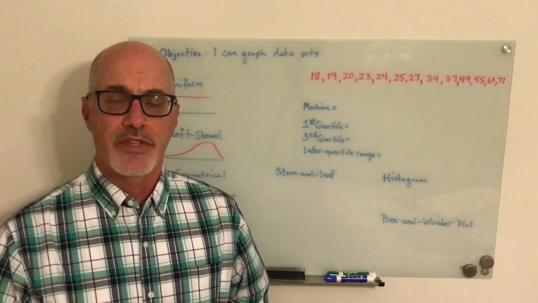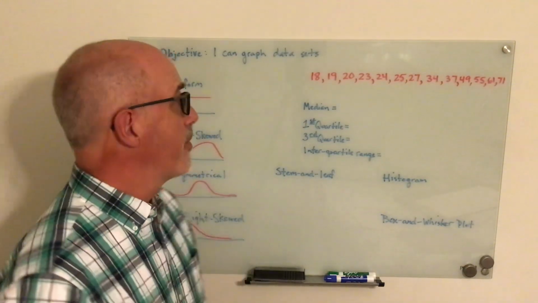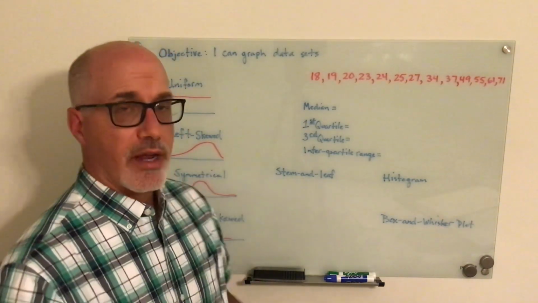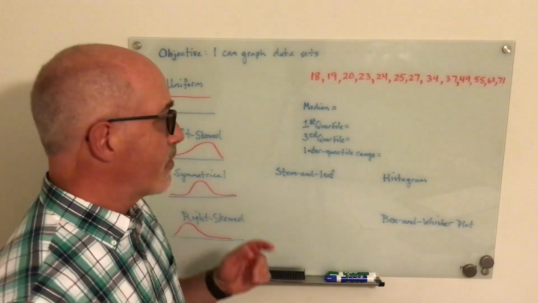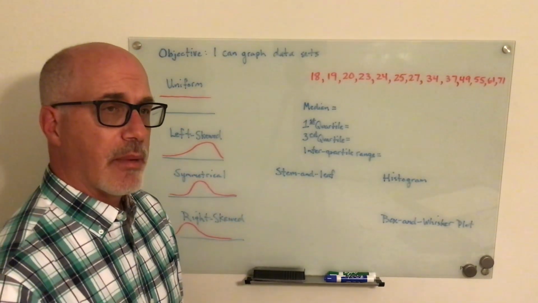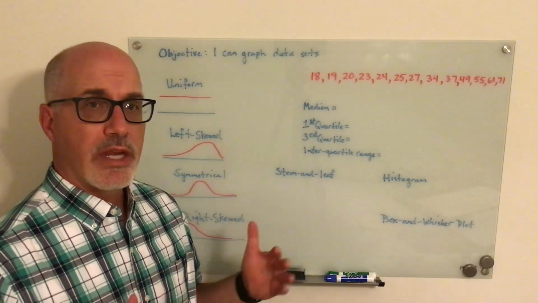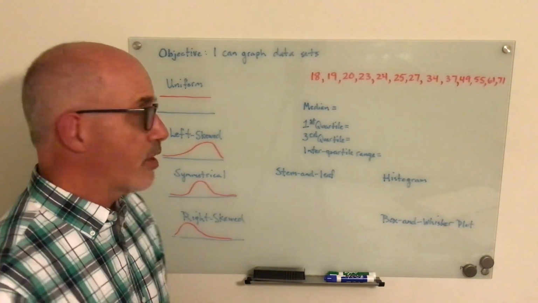Let's review over some of the statistical graphs that we've worked with. The objective for this is I can graph data sets. So we'll look first of all at the types of graphs that we might see and how they are usually skewed one way, the other, or not skewed at all.